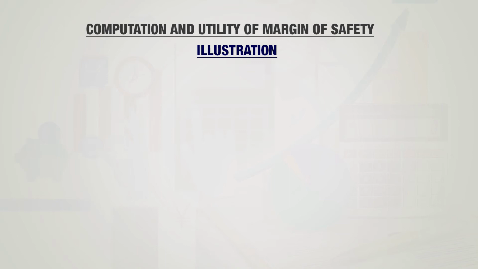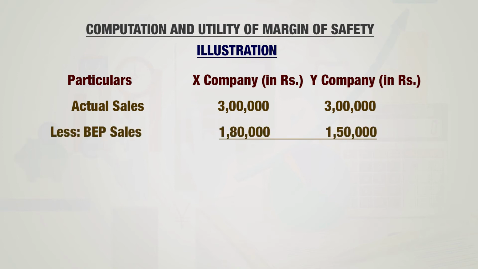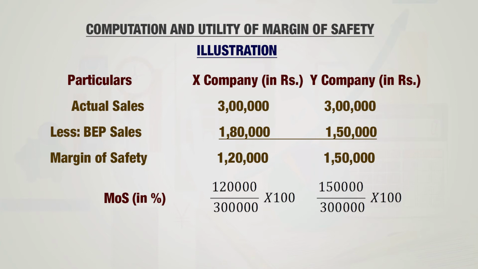Friends, in the following information, for X company actual sales is 3 lakh, for Y company actual sales is 3 lakh. Break-even point sales for X is 1,80,000, while for Y company it is 1,50,000. So margin of safety would be 1,20,000 for X company and 1,50,000 for Y company. Margin of safety in percentage means 1,20,000 divided by 3 lakh multiplied by 100, while 1,50,000 divided by 3 lakh multiplied by 100. So margin of safety for X company is 40%, for Y company it is 50%.